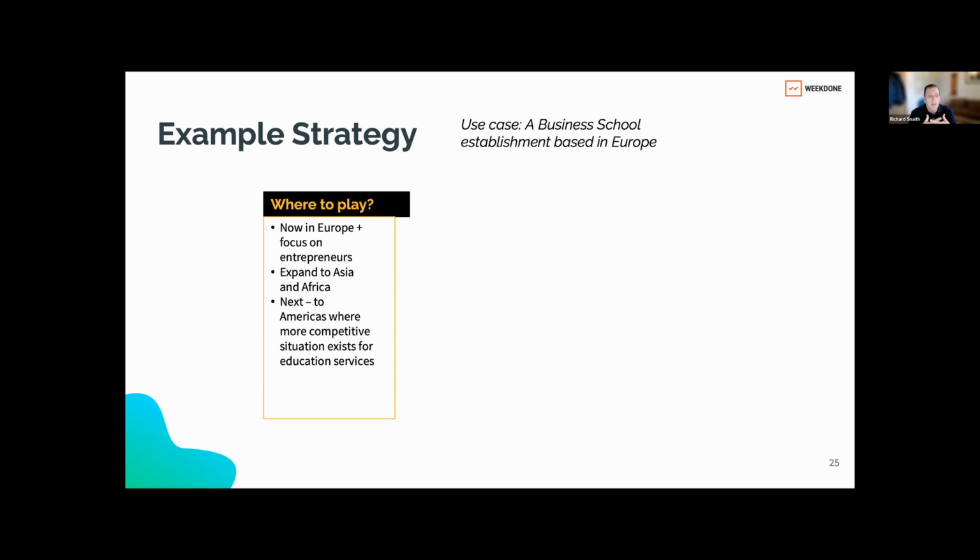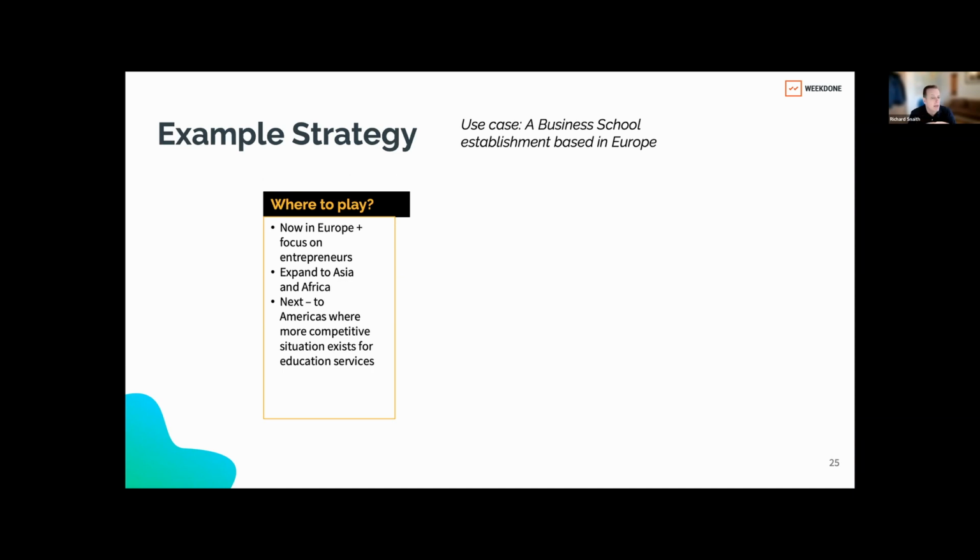They said, well, we're in Europe, we're focused on entrepreneurs. So we're a business school focused on entrepreneurs and educating entrepreneurs. We want to expand into Asia and Africa, and then on next to the Americas, where it's more competitive. So basically, they've mapped out a little bit of their longer-term where to play.